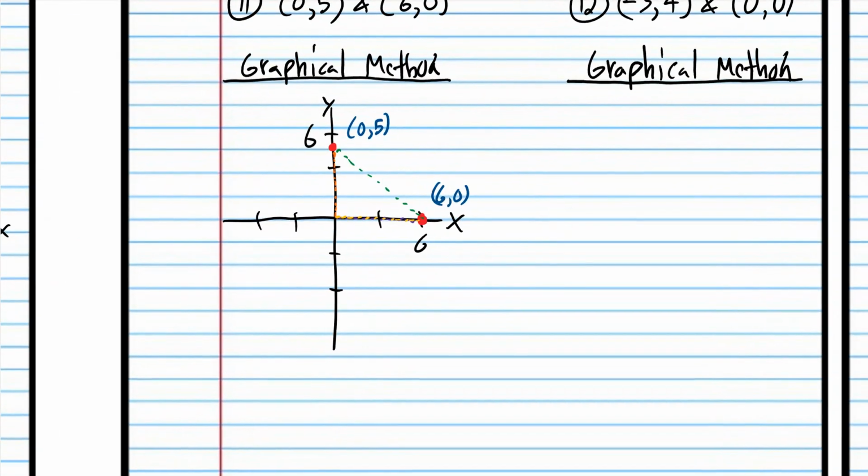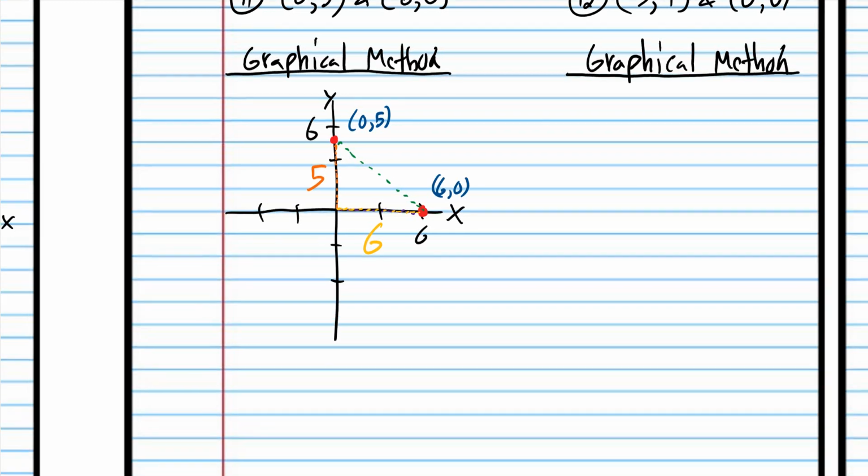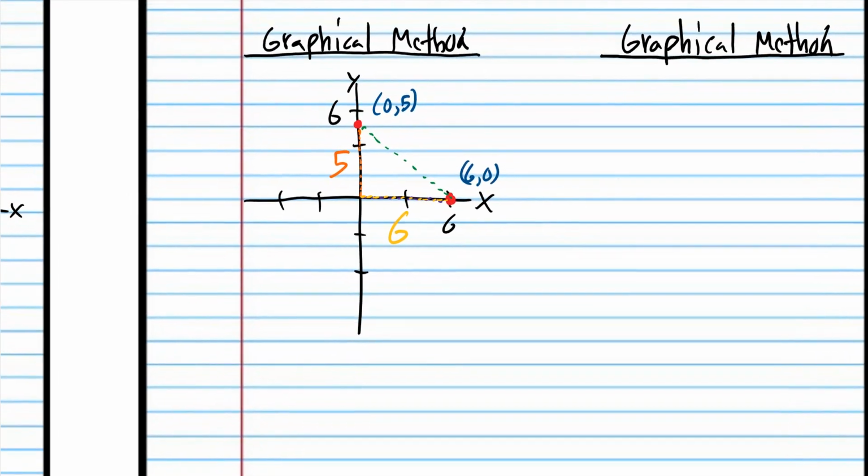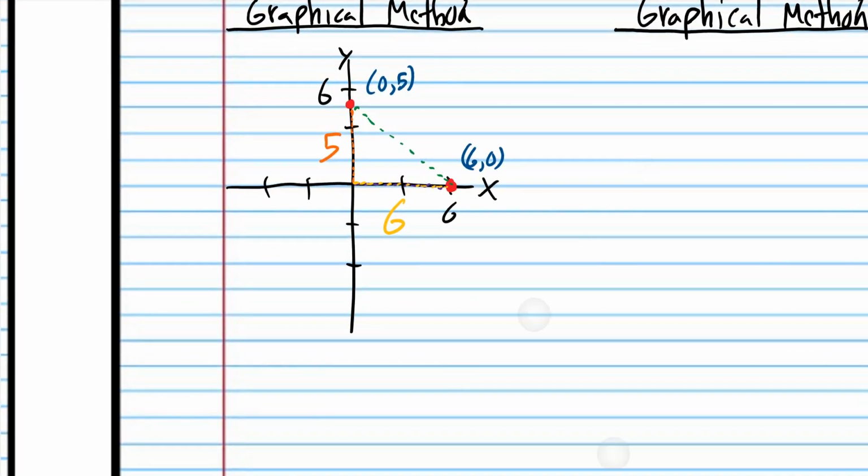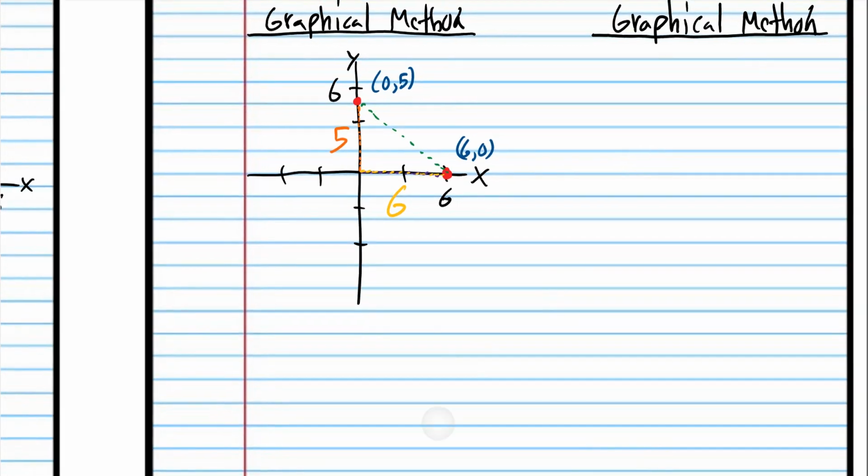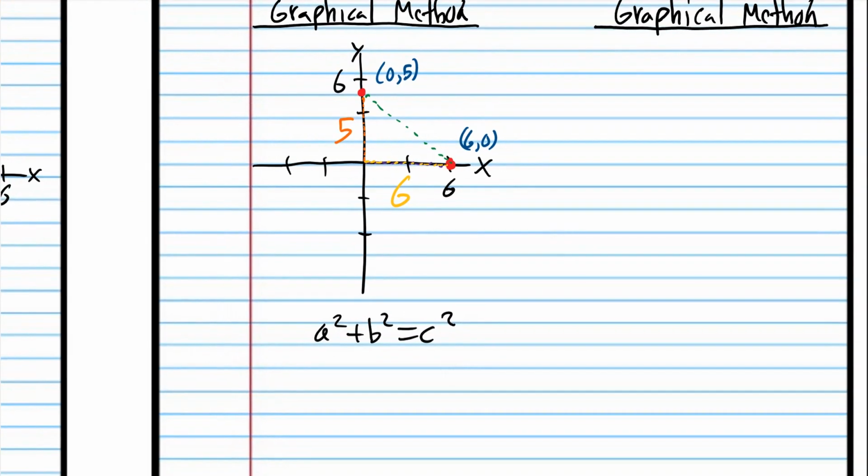So 0 minus 6 is negative 6. Change it to positive 6. And 5 minus 0 is 5, so this becomes 5. I guess I should have color-coded those earlier. That probably would have been better. So now we just use the Pythagorean theorem. And again, the only difference with this problem is that the actual legs are on the y and the x-axis. So I just wanted you to see a problem where that occurs.